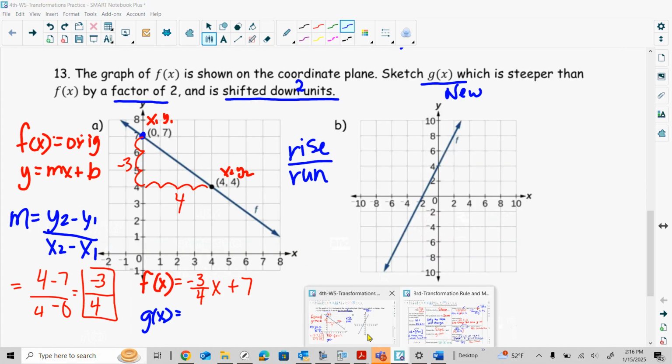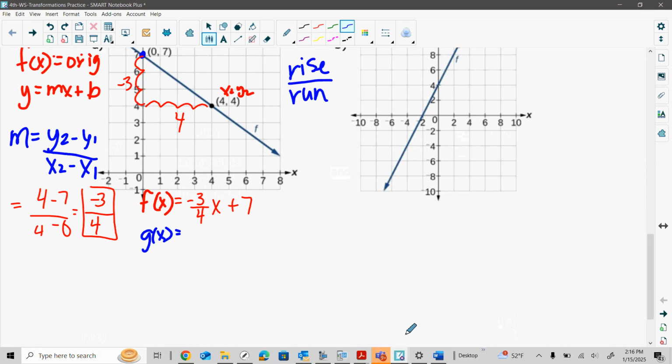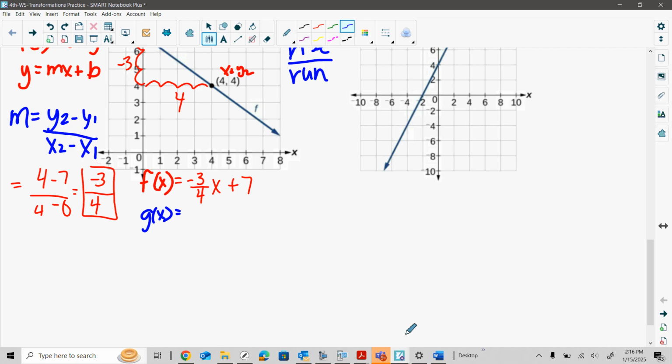So here we go. If our original, I'm going to plug in 2 in place of this. This would be negative 3 over x, plugging in 2 for our steepness, and then plus 7. This would get simplified to another fraction, which is a negative 3 over 2x now.